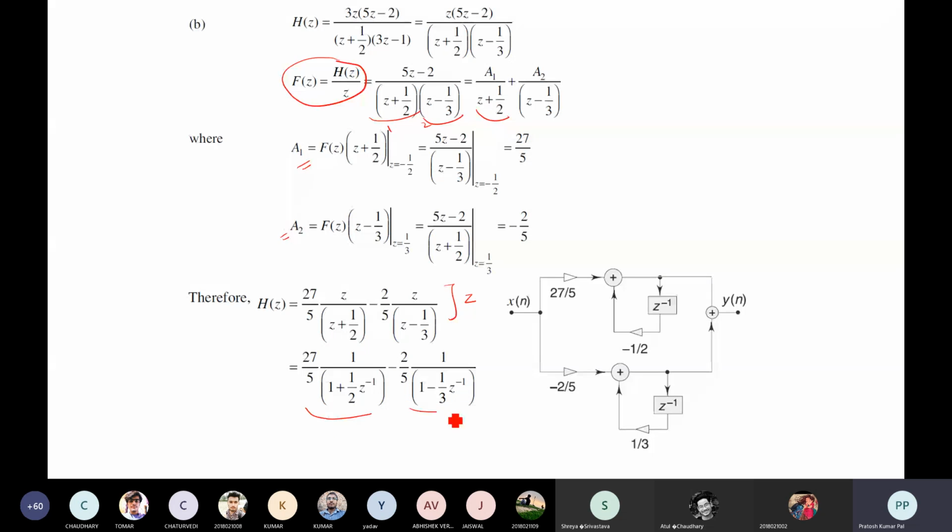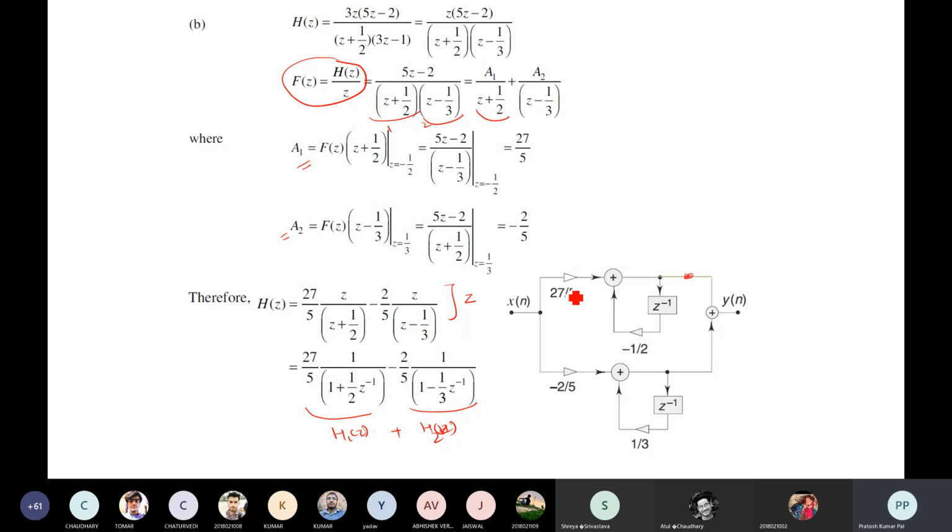Okay, so here H1 of z, here H2 of z, and this is plus. The coefficient will be multiplied by minus 2 by 5, that will represent the negative coefficient. Okay, so once we realize, the first term will be here. In the first term, 27 by 5 is a constant multiplier. So either we can multiply it here or we can multiply it here also. Okay, so either of these two methods can be used.